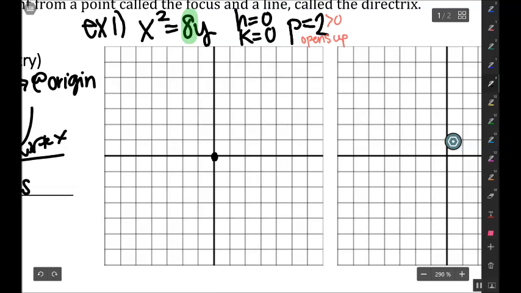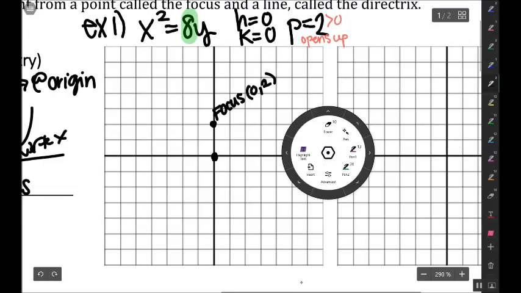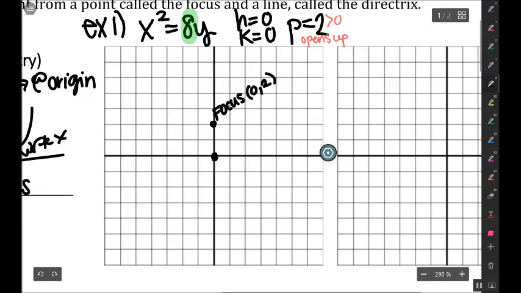So the next thing I'm going to do is put my focus. The focus is always inside of the parabola, and so I'm going to use this 2, the absolute value of which is 2, and I'm going to go up 2. So this is where my focus is going to be, and that is at the point 0, 2. My directrix is going to be 2 in the opposite direction, so if I go down 2, I'm going to get a horizontal line, and there's my directrix.